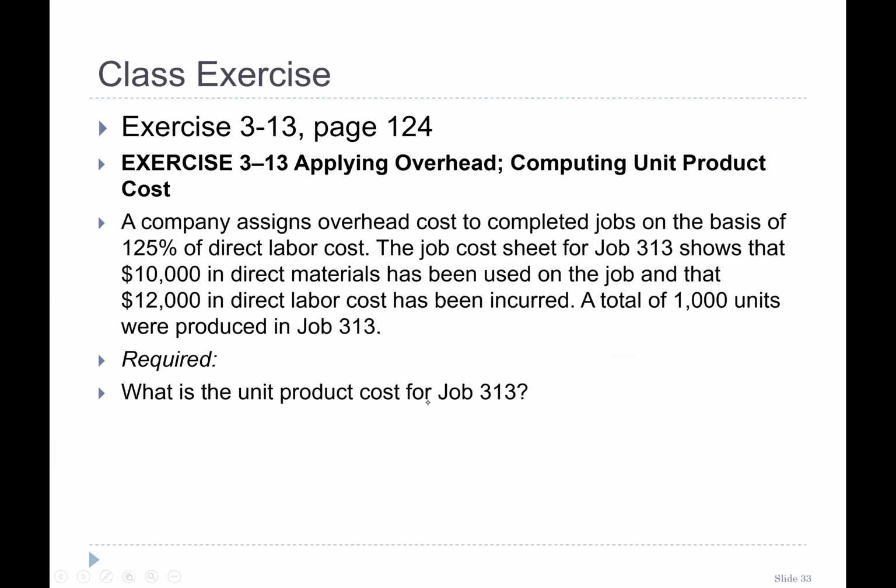Here we go. So we have job number 313, and we need to find out its unit cost. So this job consisted of 1,000 units. So on 1,000 units, you need to find out how much is the total cost. Total production cost or product cost is going to be direct material, direct labor, and manufacturing overhead. So direct material they have given because it is easily traceable. So no new rocket science is going to be involved here.